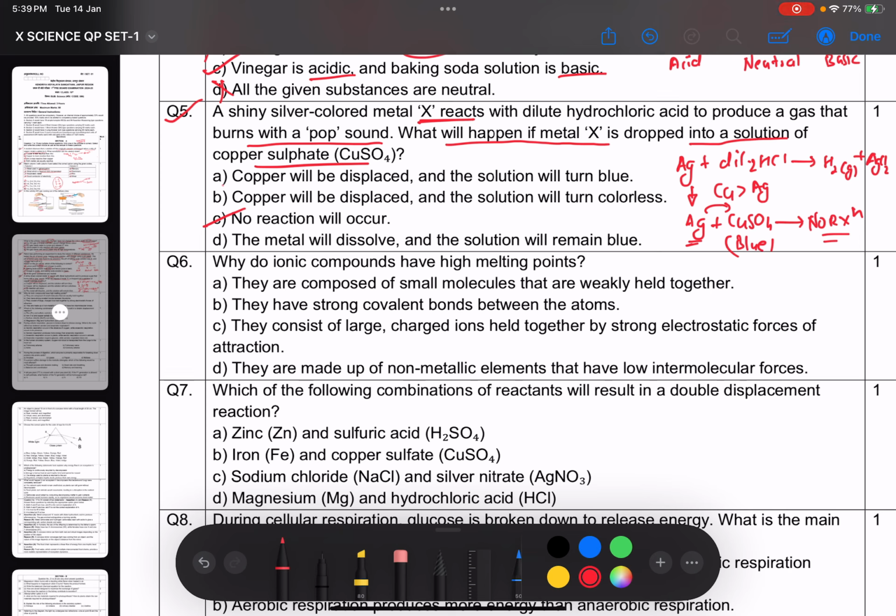Let's check other options also. Option A says copper will be displaced and the solution will turn blue. No, copper will not be displaced. Here also copper will be displaced. No, and the solution will turn colorless. No, the metal will dissolve and the solution will remain blue. No, this option is also not true.